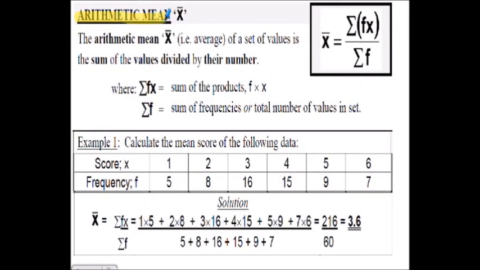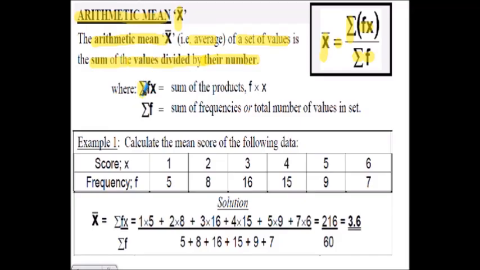Firstly, the arithmetic mean, or sometimes simply called the mean, denoted by the symbol x bar. The arithmetic mean, x bar, the average, of a set of values is the sum of the values divided by their number or their frequency. In terms of notation, sometimes written as x bar, the mean is equal to the summation of the frequencies times the values of the series, all divided by the summation of the frequency. So it's a complicated formula, but it's quite simple in practice.